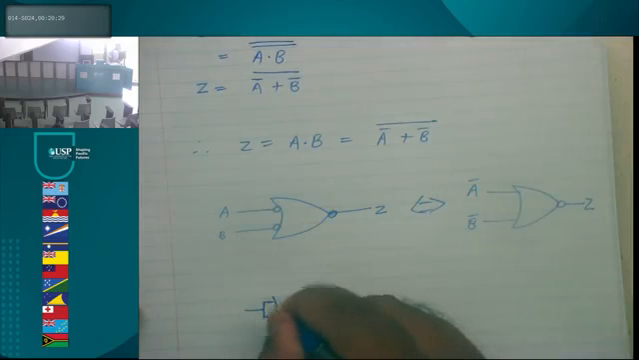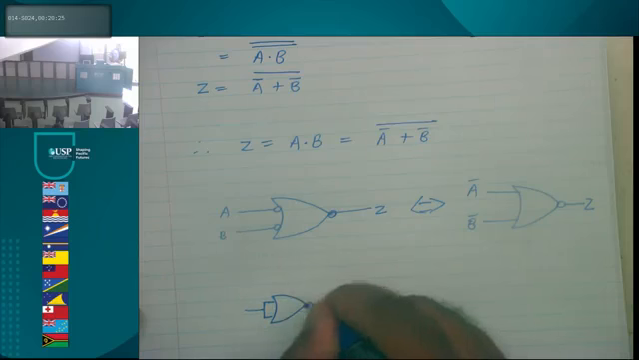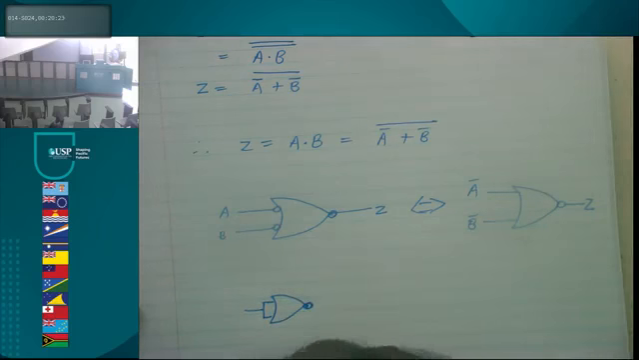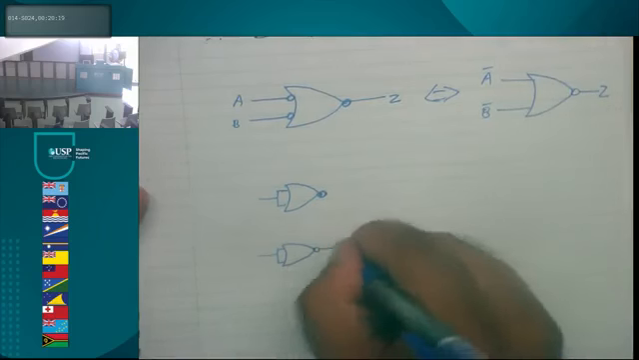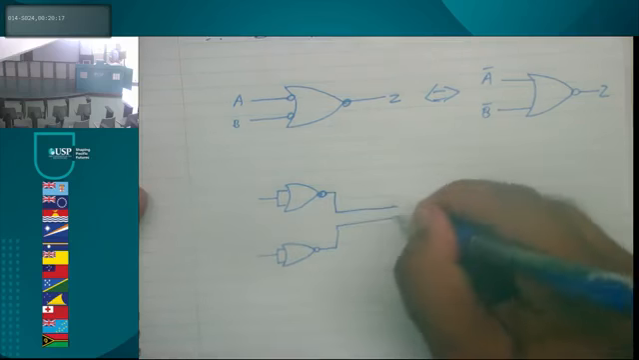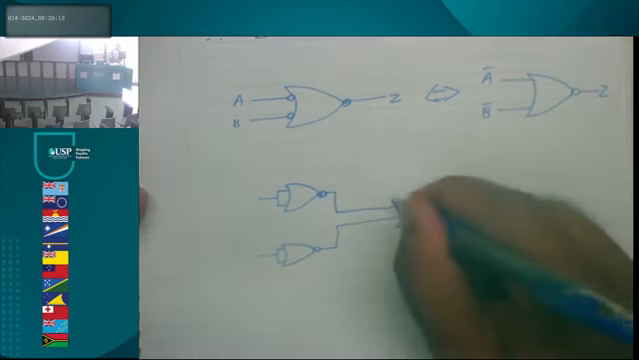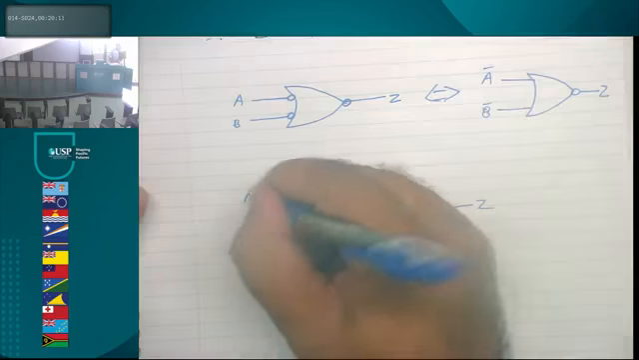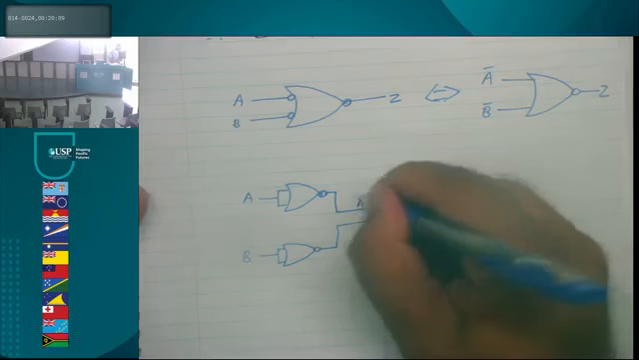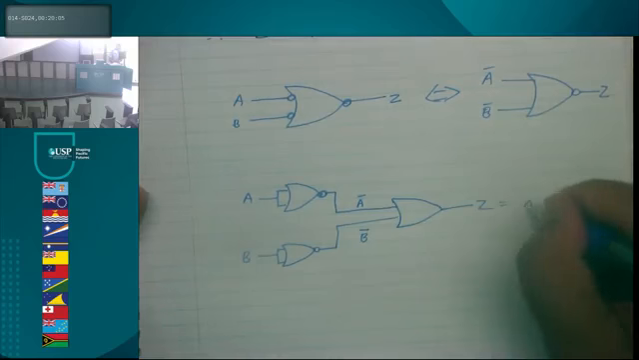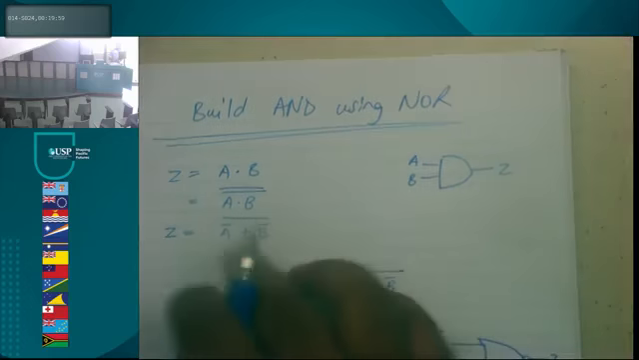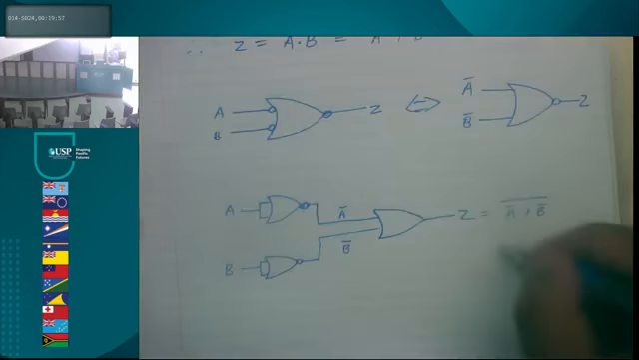We can replace the bubbles by building a NOT gate using NOR, like what we've done early on. This here becomes A bar, that becomes B bar. Z over here becomes A bar or B bar, whole thing barred. And according to the Boolean algebra which we've learnt early on, that's equal to A and B.